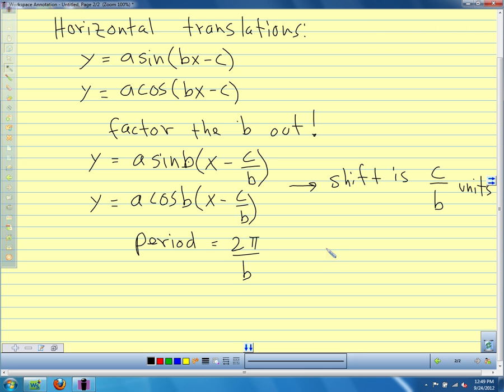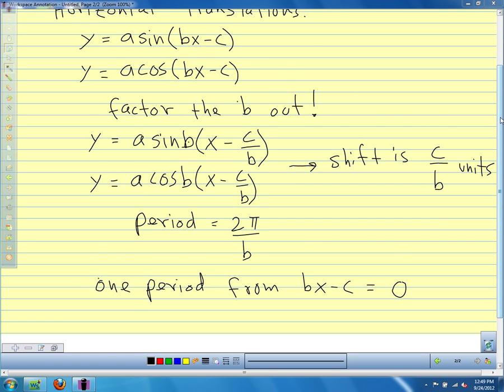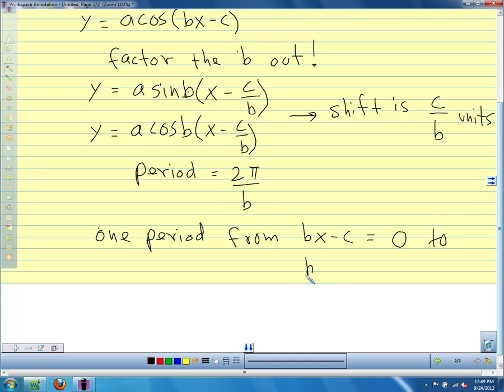But because we're shifting left or right, our period is going to start shifted over left or right from 0, where we normally start graphing our sine and cosine function. So since we're shifted, one period is going to go from bx minus c equals 0, looking up here at this original one, to bx minus c equals 2 pi.